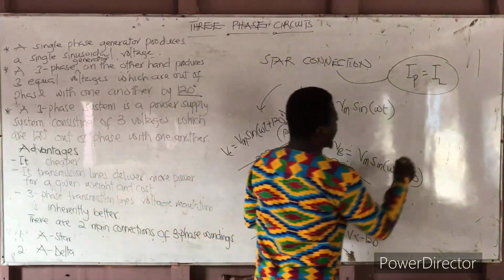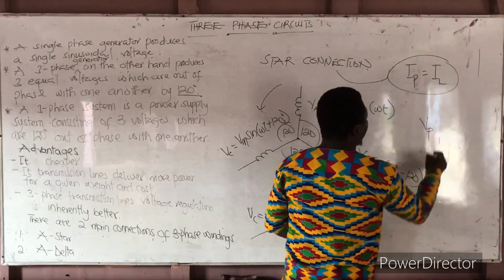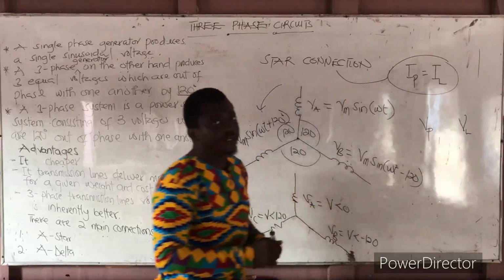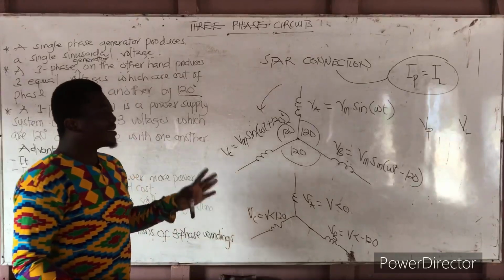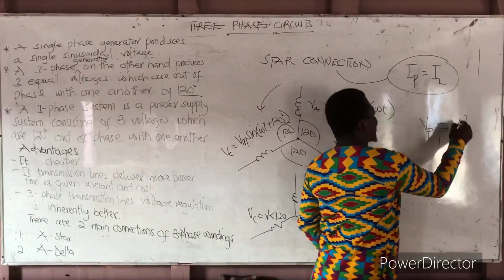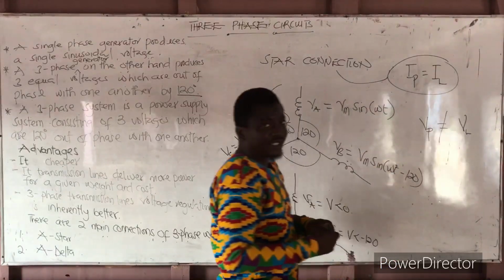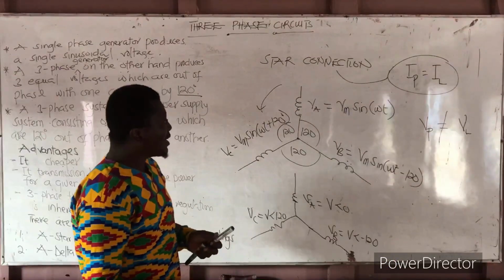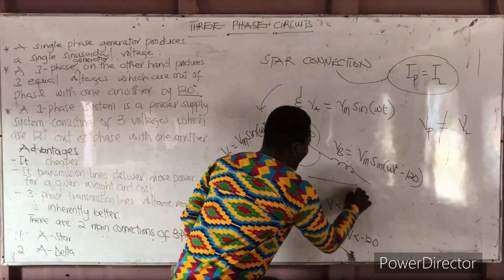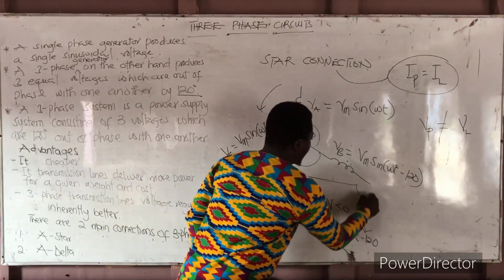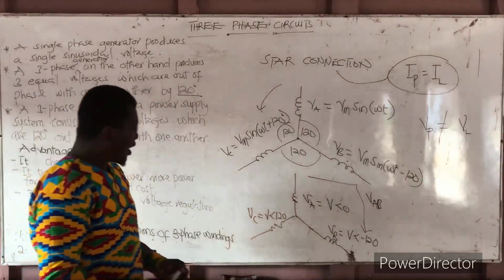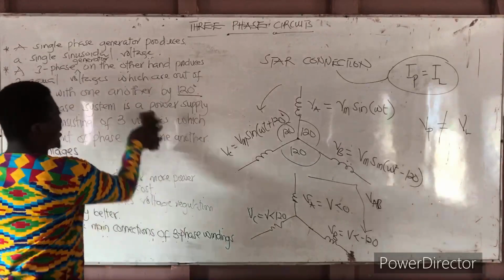the phase voltage? What relationship do phase voltage and line voltage have in star connection? In star connection, the phase voltage is not equal to the line voltage. And to find the relationship between them, we use this and that. So we want to find VAB. If you want to find VAB, let's clean this side.